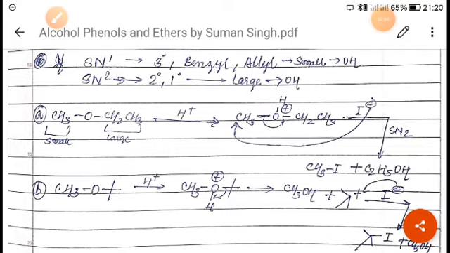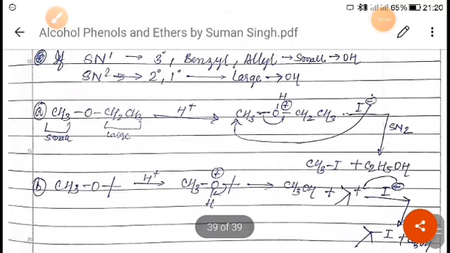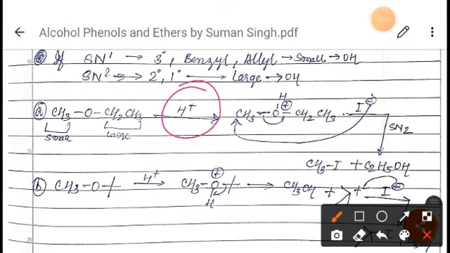Now some examples are given here. As you can see, this is small and this is large. After that, in the presence of H positive, this I will attack this CH3. This bond will shift here, and this is an SN2 type, right? Because it is attacking from the back side. So in the final product, we will get CH3I, and C2H5OH will come out from the reaction.